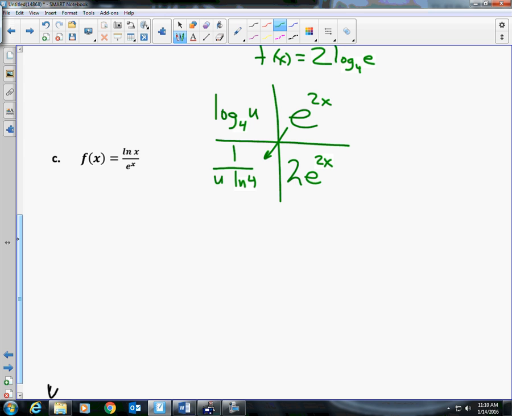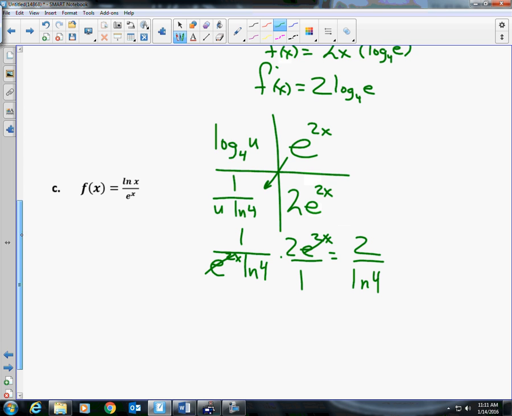Now I multiply these together, correct? So I have 1 over e to the 2x times the natural log of 4 times 2e to the 2x over 1. Now what's going to happen? And I get 2 over the natural log of 4. Do our two answers look the same or do they look different? They look different, don't they?